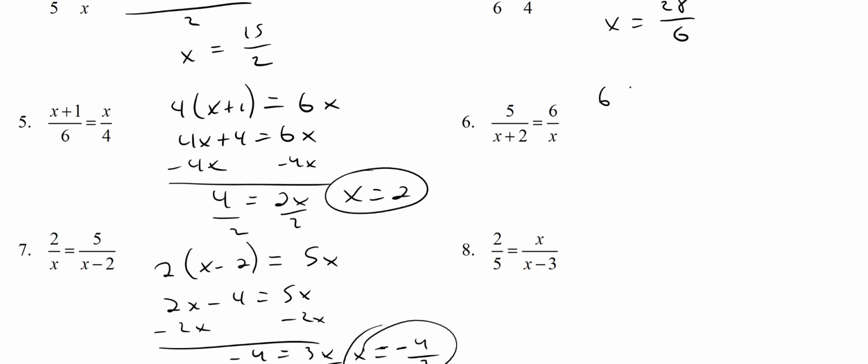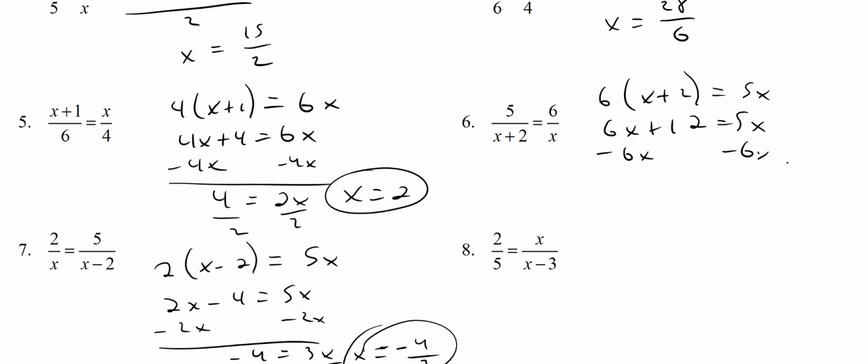Next one. Cross multiply, so 6 times x plus 2 equals 5x. So 6x plus 12 equals 5x. I'm going to subtract 6x from both sides. That gives me 12 equals negative 1x. So you have to make sure you solve. Divide both sides by negative 1, x equals negative 12.